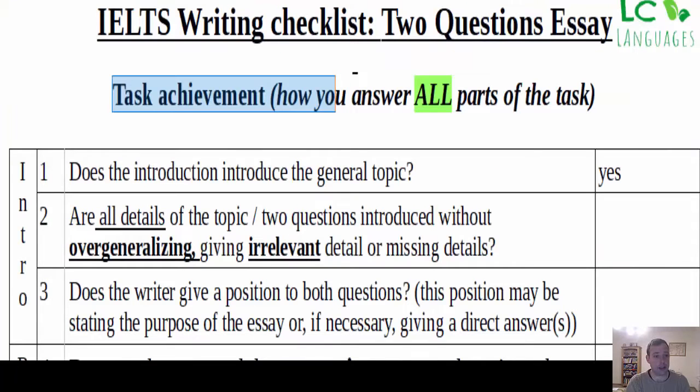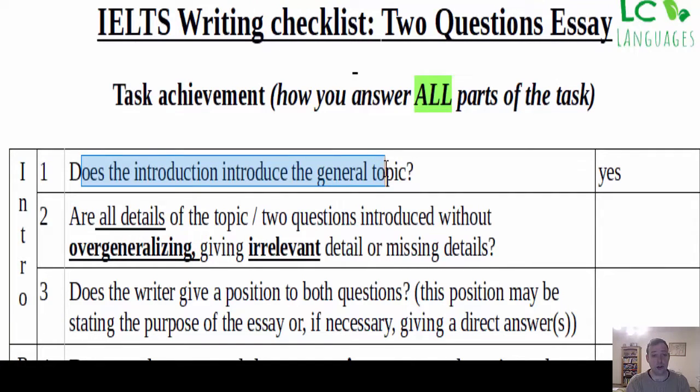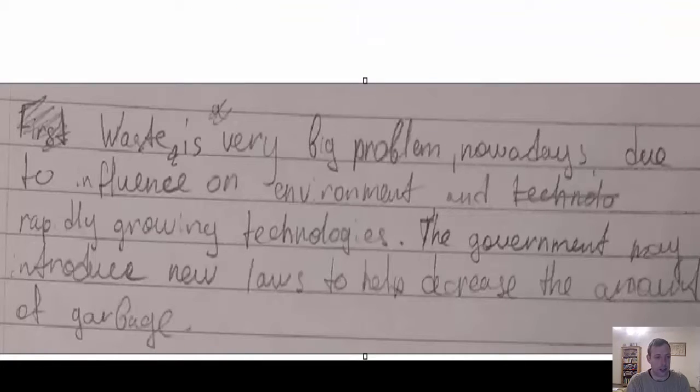So that's why in our checklist, the first thing is, does the introduction introduce the general topic? Because if you don't have the general topic, then you've got really no parts of the task. Let's have a look at the example answer. So I've put there yes, is that true? Waste is a very big problem nowadays.